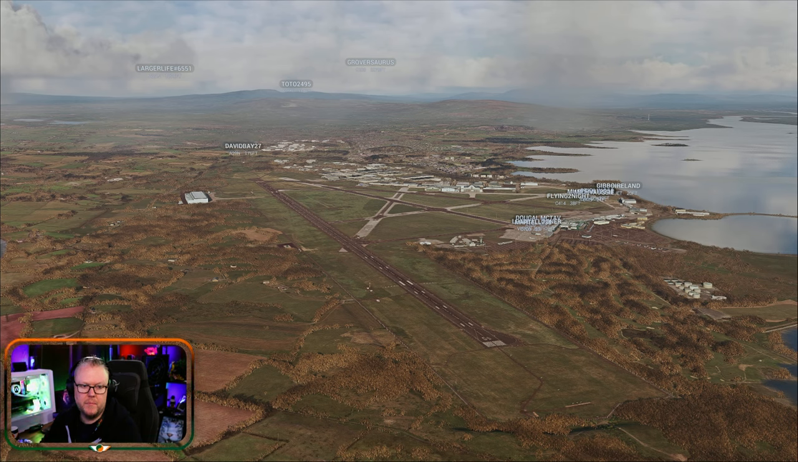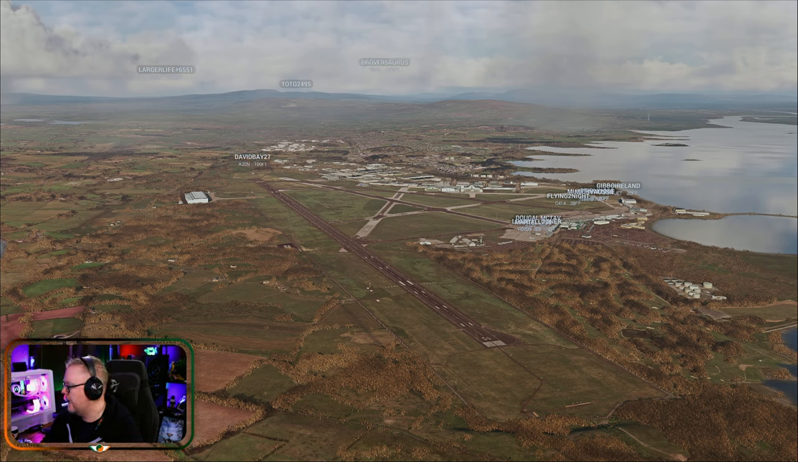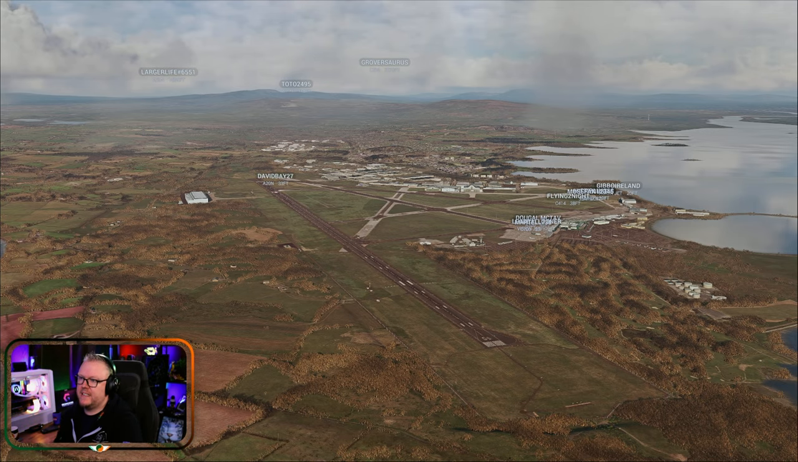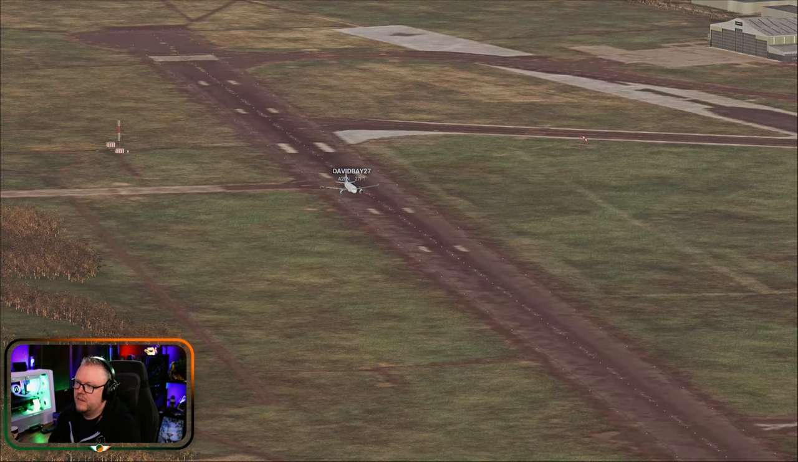But yeah, all will be well. So David Bay inbound, looking good. Larger Life inbound, looking good. And then Gibbo is doing a stellar job taxiing everyone to their position. And it seems to be going very, very well. David Bay, look at the state of that for a landing. Beautiful.